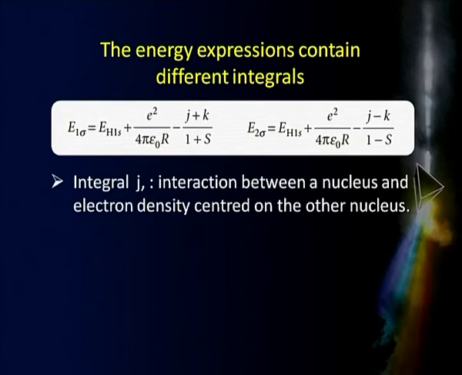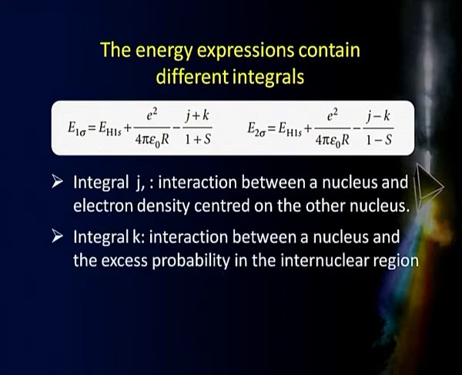Suppose there are two atoms. When the two atoms are approaching each other, the nucleus of atom 1 and an electron on atom 2 interact through some kind of Coulombic interaction. So, this integral refers to this kind of interaction. The second integral k deals with the interaction between the nucleus and the excess probability in the internuclear region. Let us understand that.